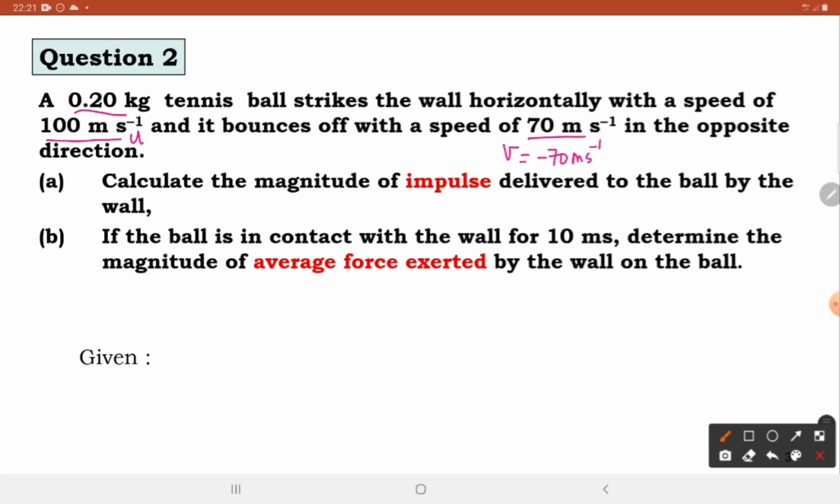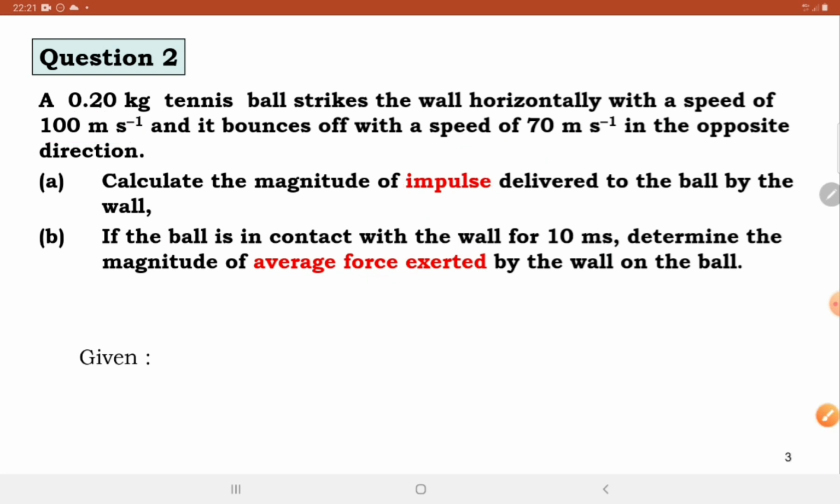So A, calculate the magnitude of impulse delivered to the ball by the wall. You are required to find J. The second part: if the ball is in contact with the wall for 10 milliseconds, determine the magnitude of the average force exerted by the wall on the ball. You are required to find the average force.